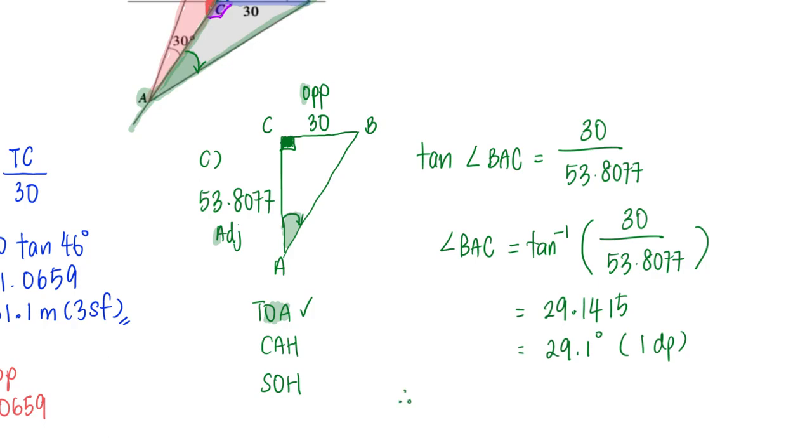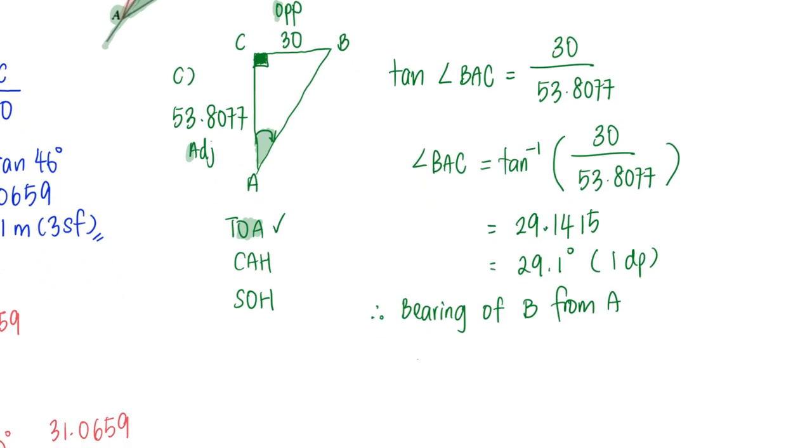So do remember the bearing: the bearing of B from A, this is important, is equal to 029.1 degrees, because all bearings have to be written in 3 digits, starting from the ones.